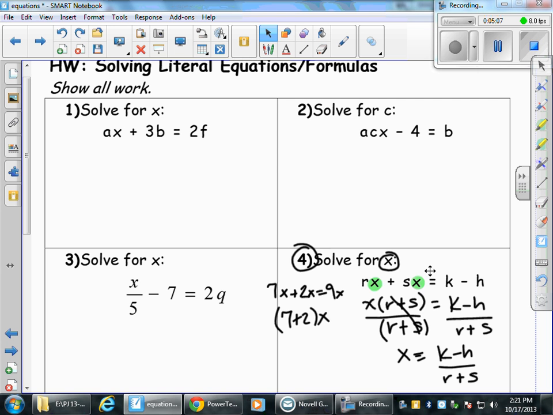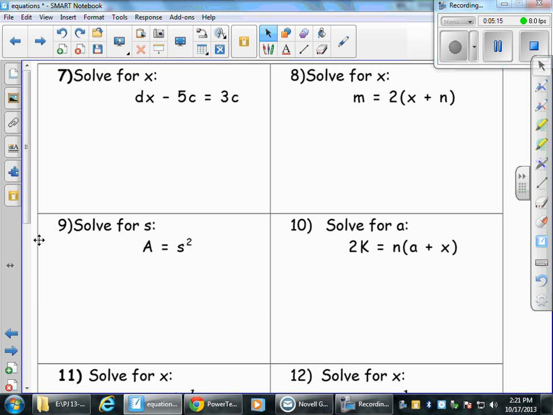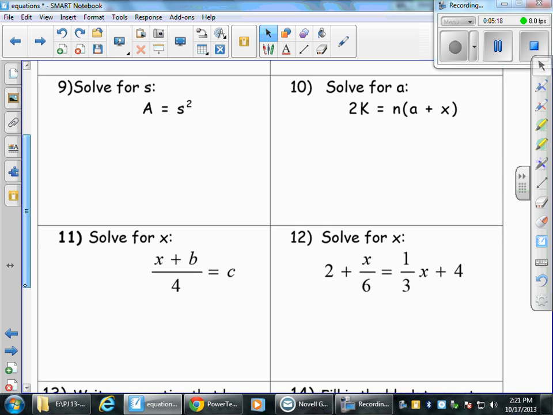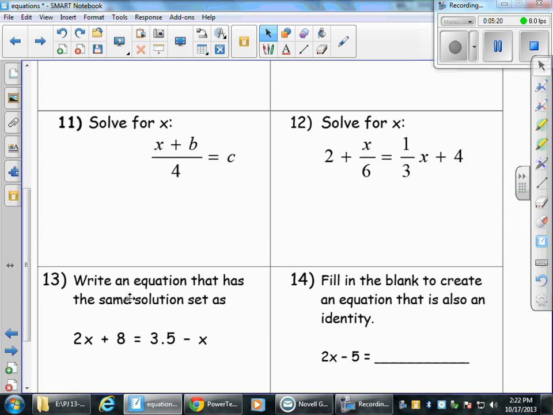Good luck with the rest. Remember to do some studying for your quiz tomorrow. Remember, literal equations and formulas are not part of your quiz tomorrow, but there are a couple of questions at the end that will help you for your quiz. Question 12, 13, and 14 would all be fair type of questions for your quiz.